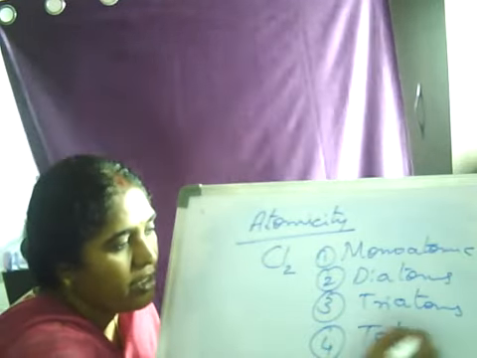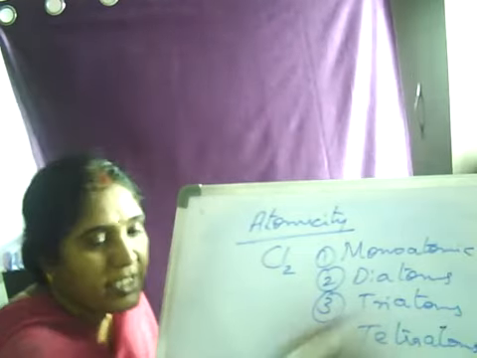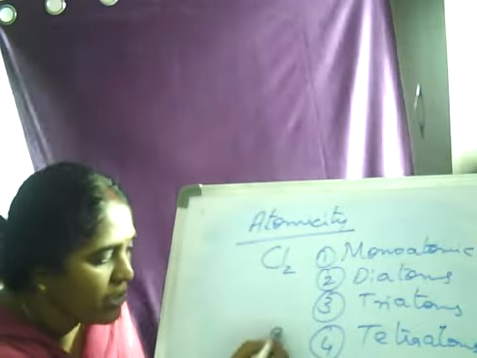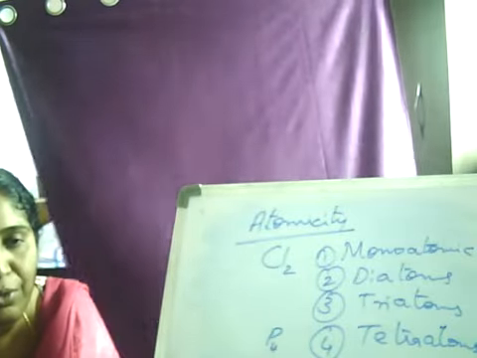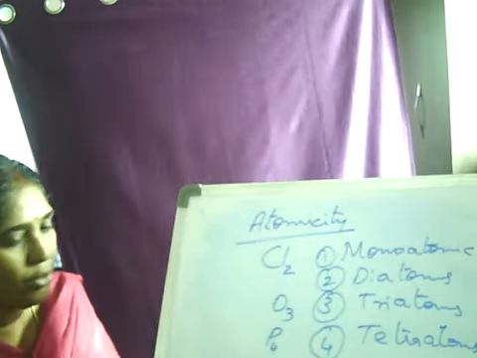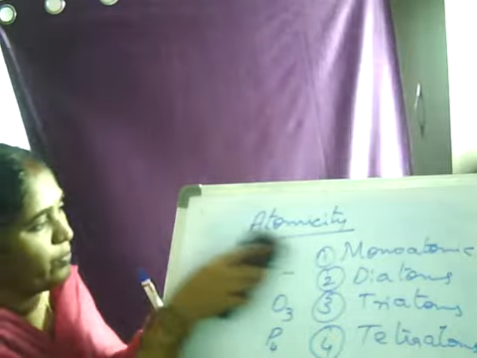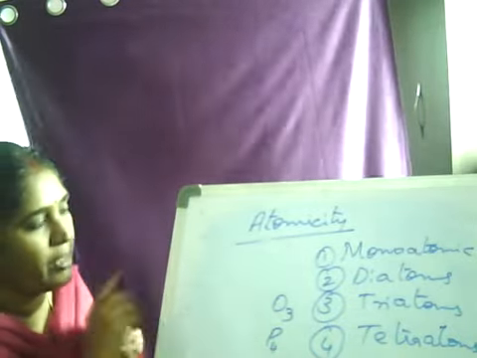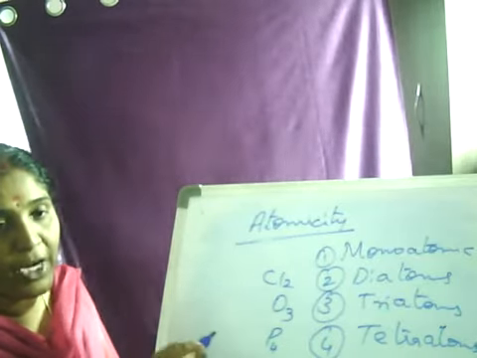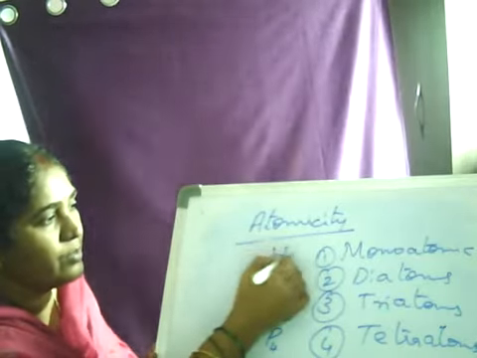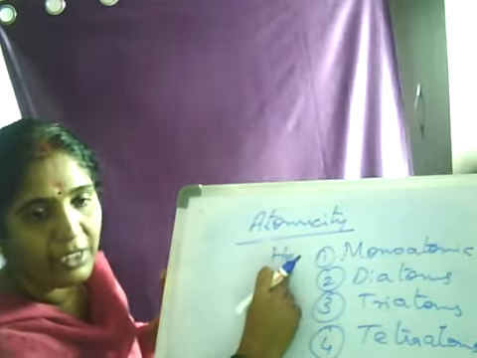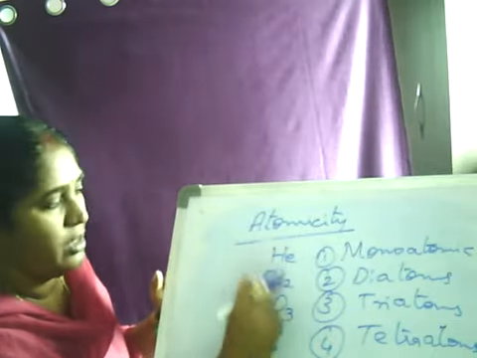tetraatomic, if it represents four. Phosphorus, when we are taking, we usually write it as P4. Ozone, we write it as O3. Chlorine, I have already shown, that is diatomic. Then coming into monoatomic, helium, He, that is mono. See, helium monoatomic, that is only one atom.